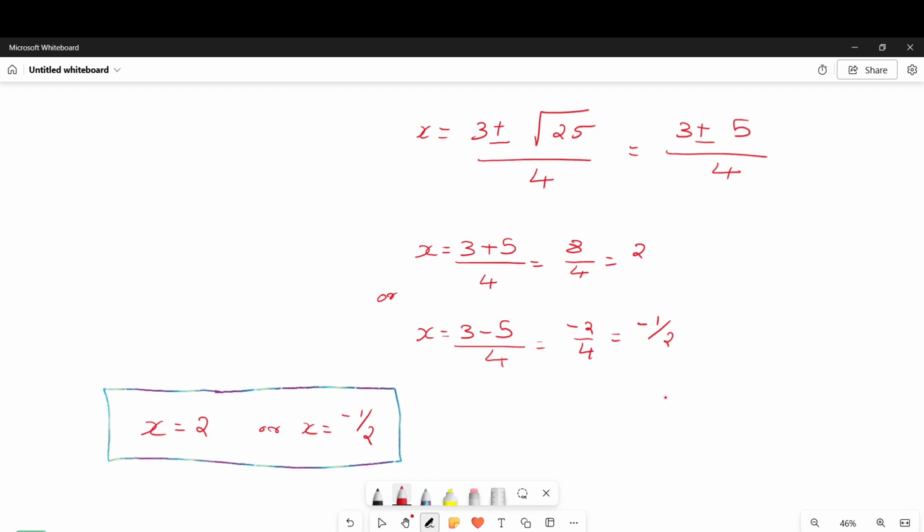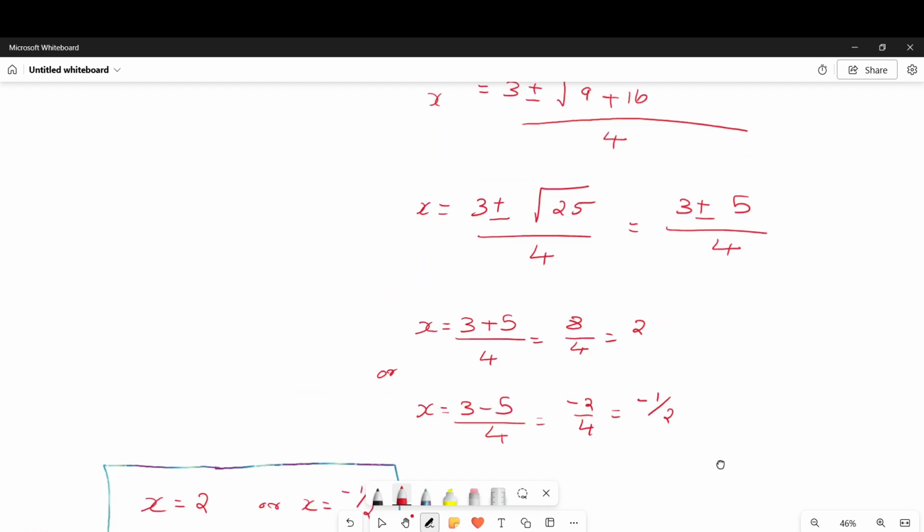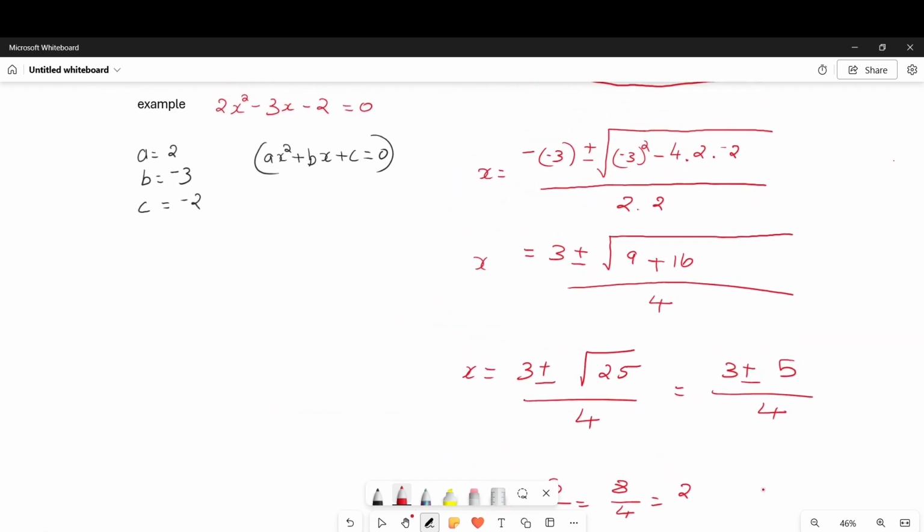We can try this one. If you have a doubt whether this formula really works or not, we can just try here. What is the equation here? Let's try 2x square minus 3x minus 2 is equal to 0. I'm taking the value of 2. So x is equal to 2. I'm putting here 2 times 2 square minus 3 times 2 minus 2 is equal to 0.